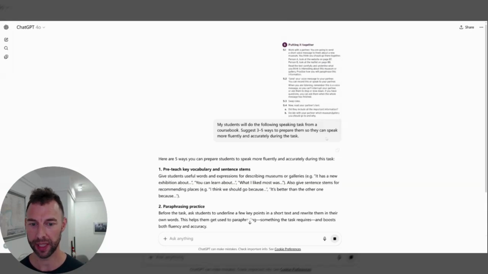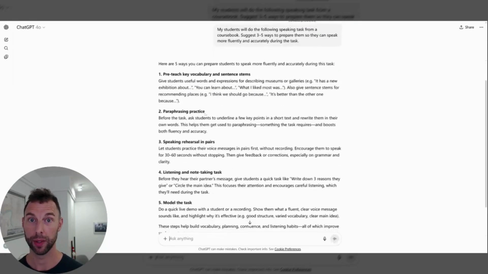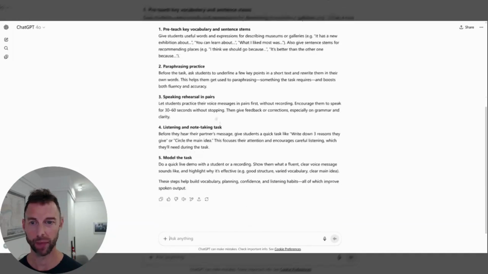So one is to pre-teach some key vocabulary and sentence stems. Two, to practice paraphrasing, so get students to underline a few key points. Get students to do some rehearsal in pairs, so encourage them to try to speak for 30 to 60 seconds without stopping. Listening and note-taking, and demoing the task. So there you are. Those are 5 ways.